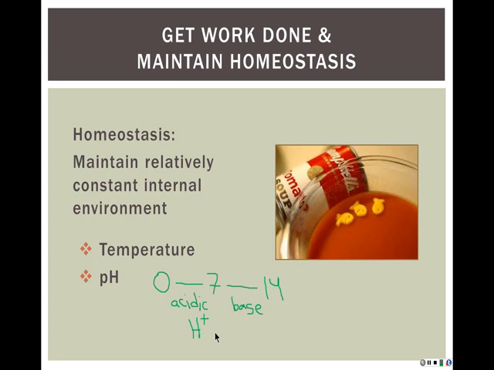Let's get back to homeostasis and the different things that the cells need the body to maintain in a certain range. All sorts of different chemical levels also need to be within a certain range.